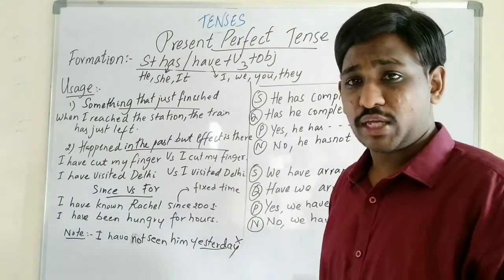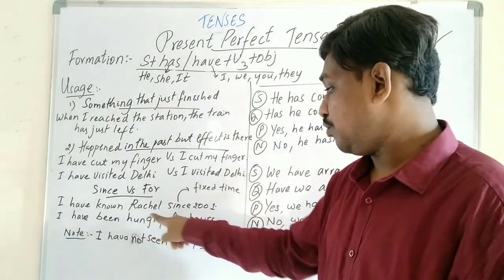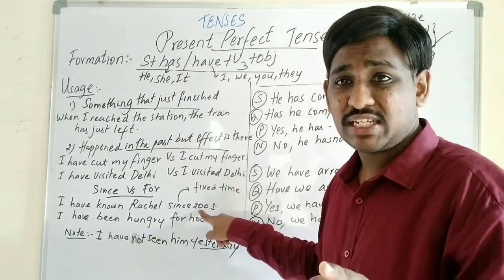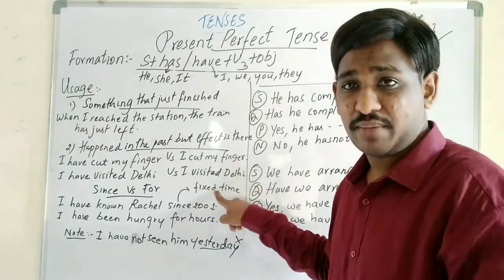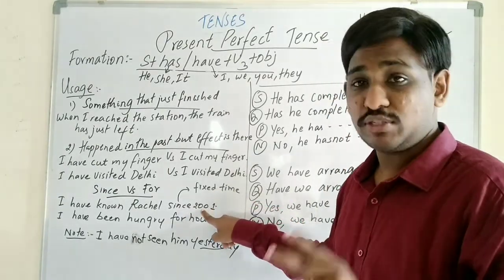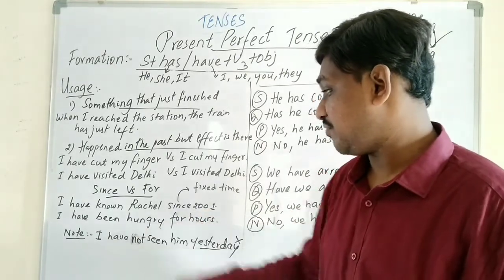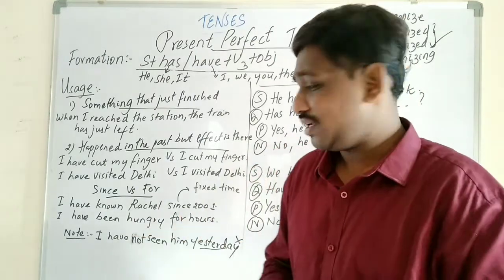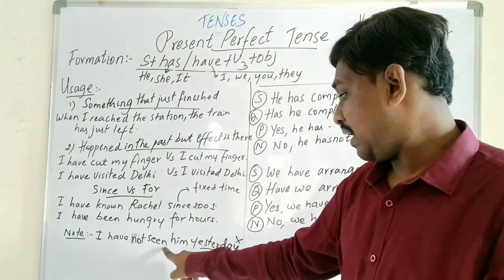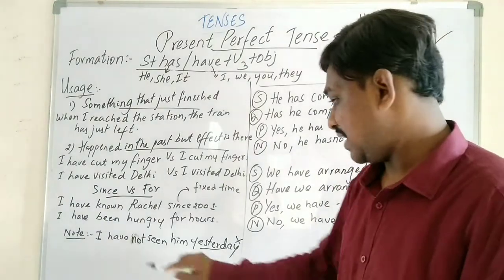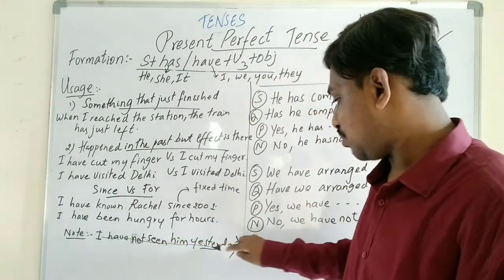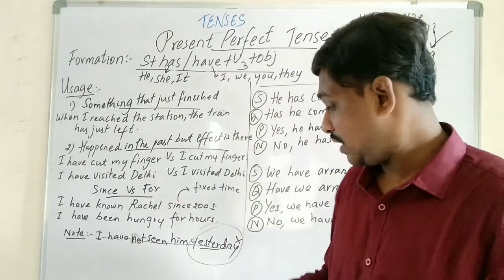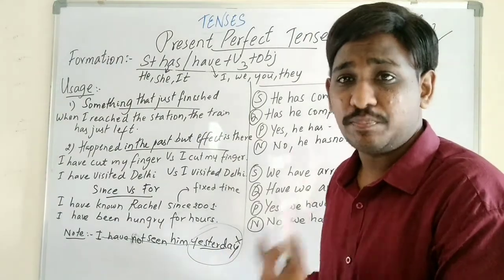Since and for also you can use in present perfect tense. I have known Rachel since 2001. When you use since, what does it mean? You exactly tell a fixed time. Since 2001. Let us take one example for for. I have been hungry for hours. You're not telling for how many hours, just for hours. Right. Now see here, I have not seen him yesterday. This sentence is wrong. You should use I did not see him yesterday. That's the correct way of using it, because yesterday is a time reference for simple past.